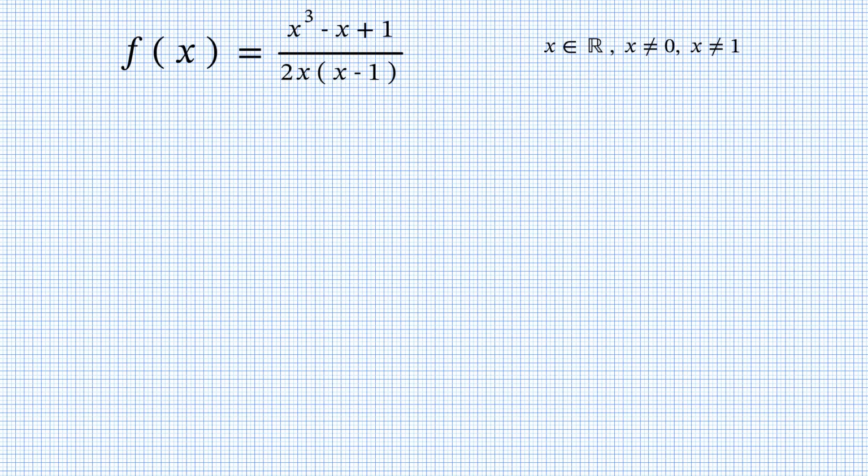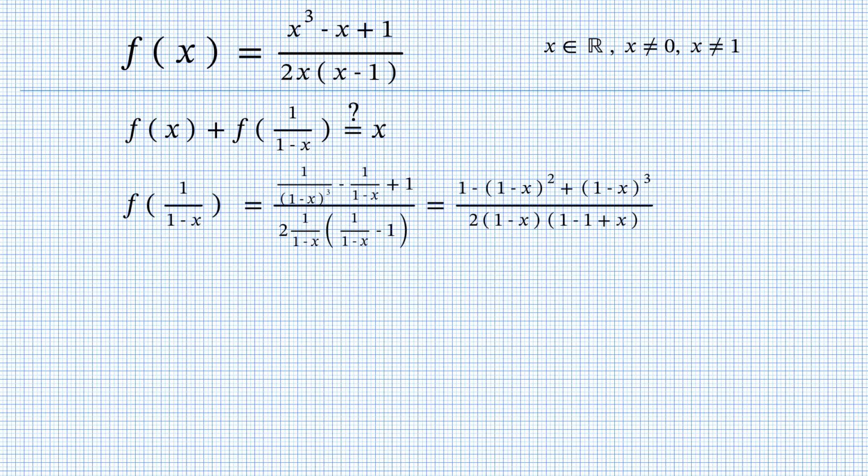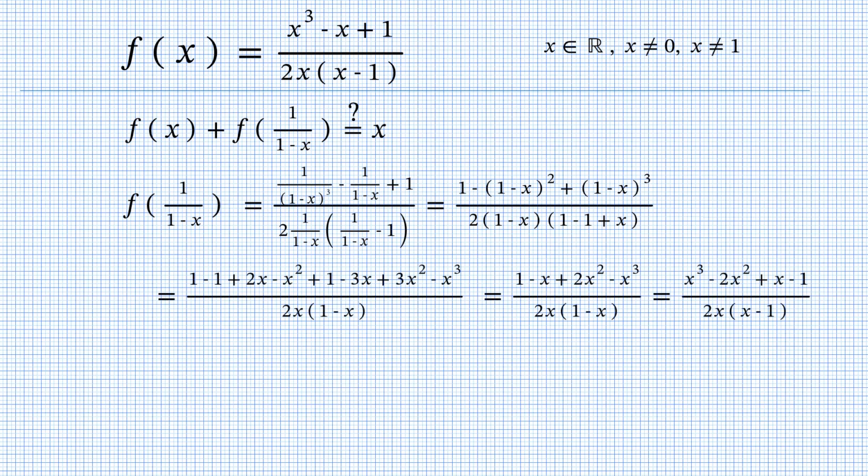This seems to be a good place to stop, but we check that the formula is correct and the original equation is satisfied. So we substitute and then multiply both numerator and denominator by 1 minus x cubed. And then we distribute the numerator, merge the similar terms, and finally multiply numerator and denominator by minus 1. So the denominator for both terms on the left-hand side will be the same.